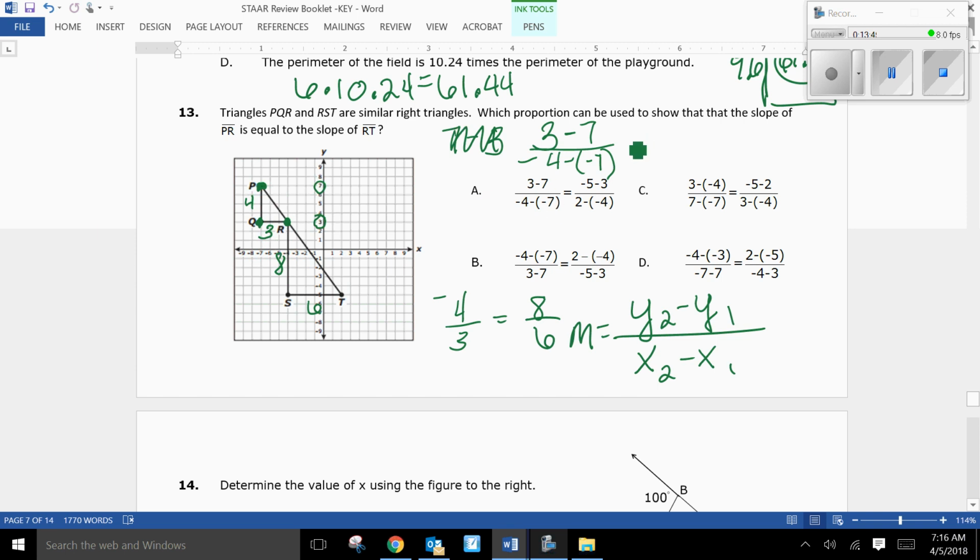So A so far is, and if I look at my second triangle, I'm taking my y2 value, so my s right here, which is at negative 5, and I'm subtracting my y1 value, which is 3. So negative 5 minus 3. And then I am taking my x2 value, t, and subtracting my x1 value, which is s. So I'm going to do 2 minus negative 4. So if you look at A, all of those pieces are matching up.